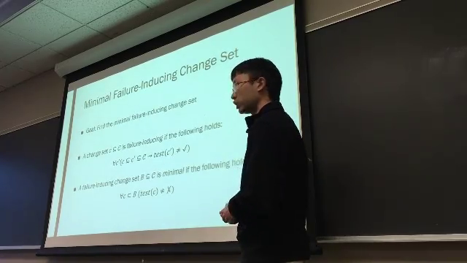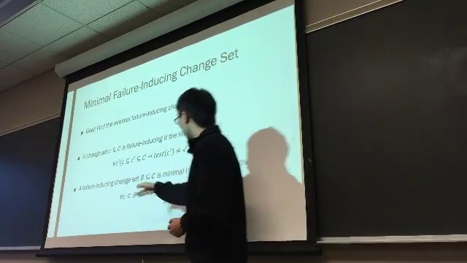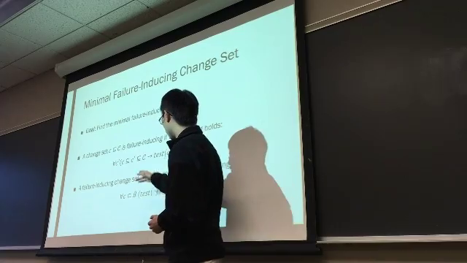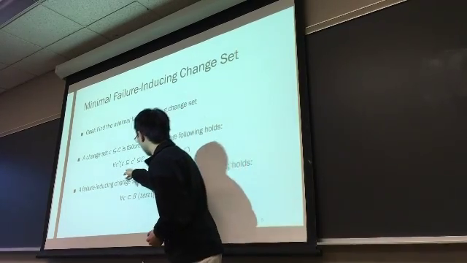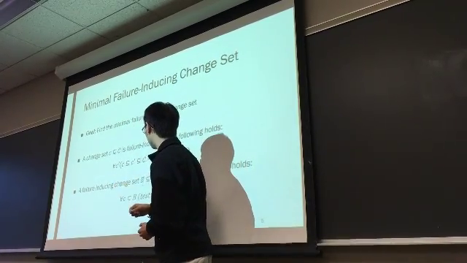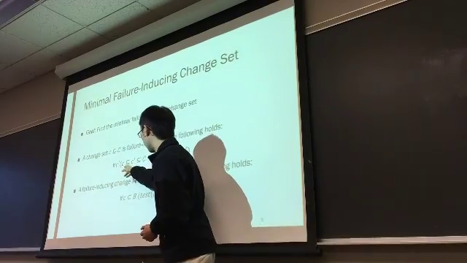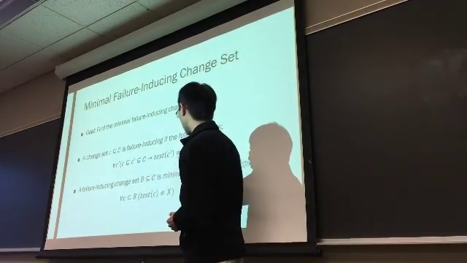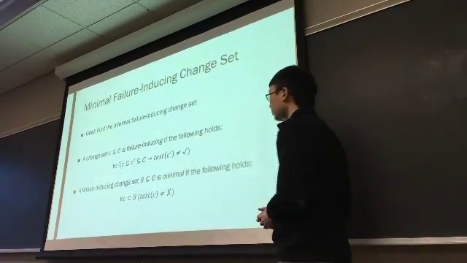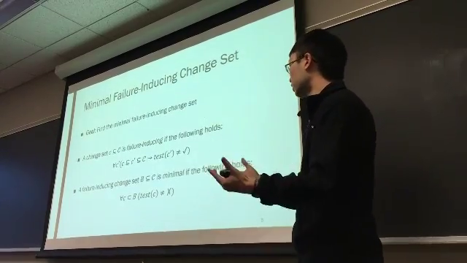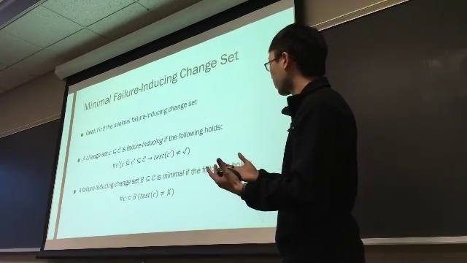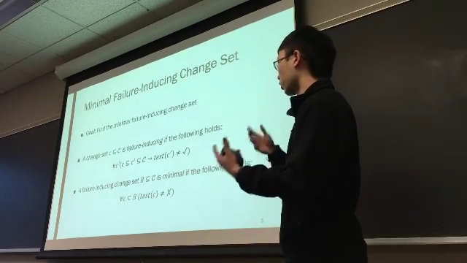Okay, and our goal is to find the minimal failure-inducing change set. And we say a change set C is failure-inducing if all supersets of C, we'll call them C prime, are not passing. So this means you have some set of changes, and if you add more changes to it, it's not going to start working again.